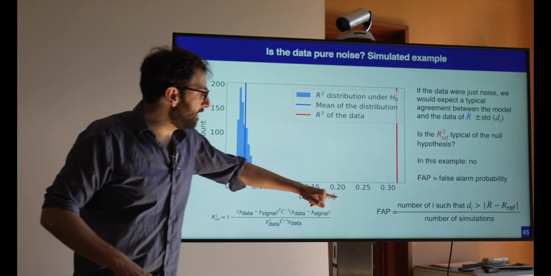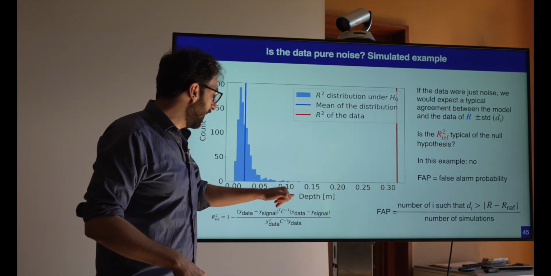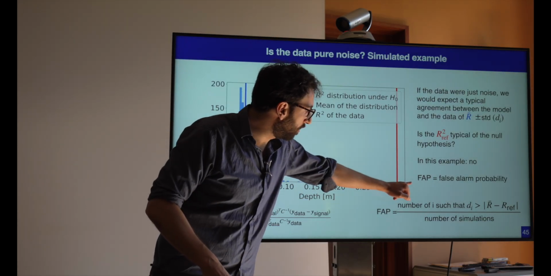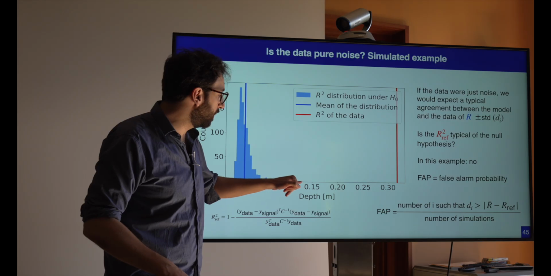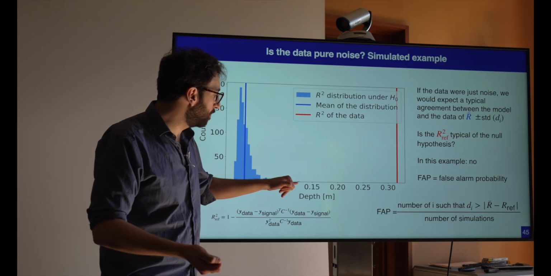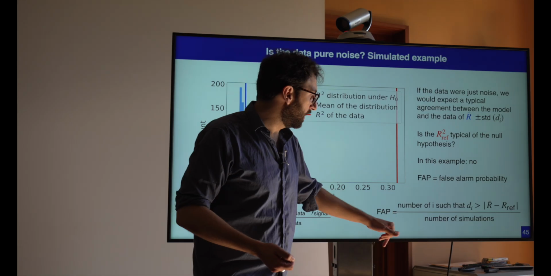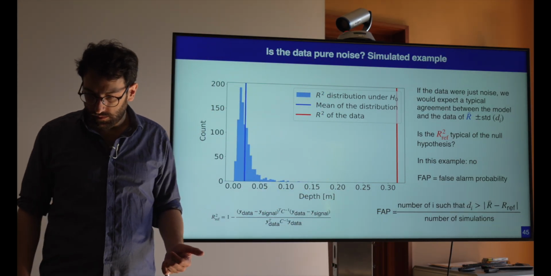So we compute basically the number of times that we had an R higher than the one we saw on the data. So how many times did we have an agreement between the fake data and the fake model that is better than what we see on the data, divided by the number of simulations? This is what we call the false alarm probability.